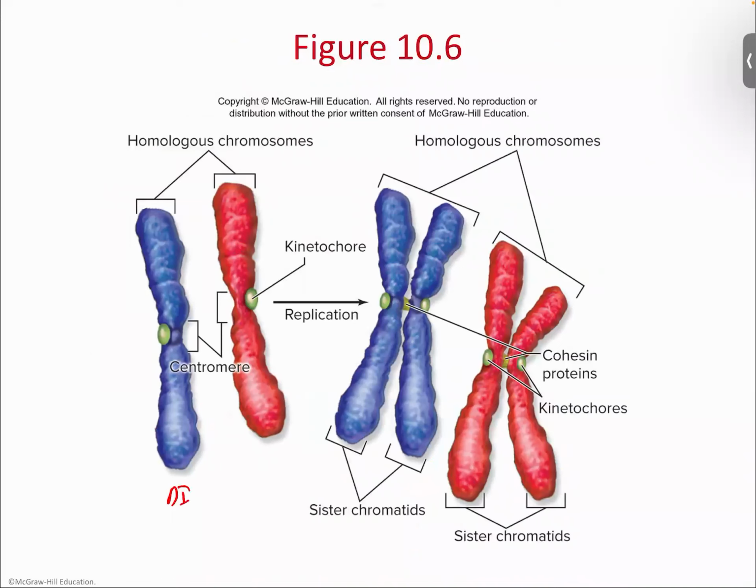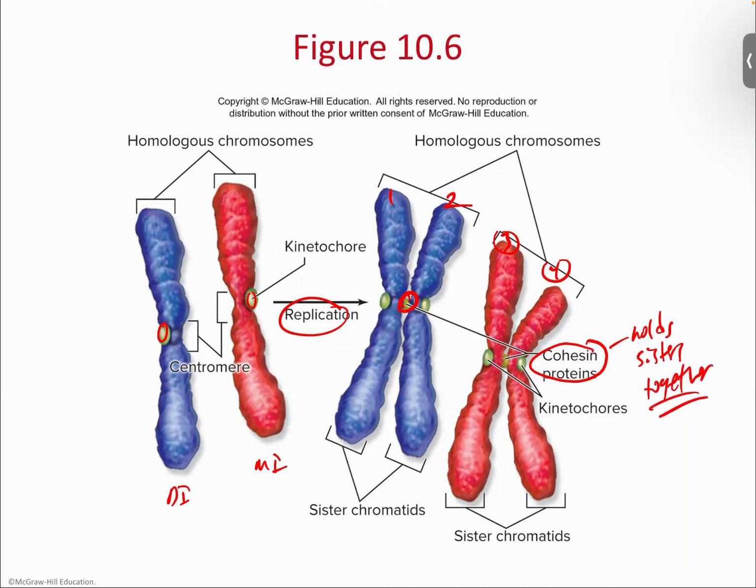So let's say this is dad 1 and this is mom 1. Here you can see your little kinetochore on there. This is before replication. Once you replicate that, you're going to create your 2 sisters. So here are your 2 sister chromatids: this one is 1 and 2, and here are two sisters over here, 3 and 4. So you have 4 different chromosomes. The sisters are held together at the centromere by a protein called cohesin. This holds your sisters together until you're ready to separate them, so they don't just go floating off in space. You hang on to them until you're ready to separate them.